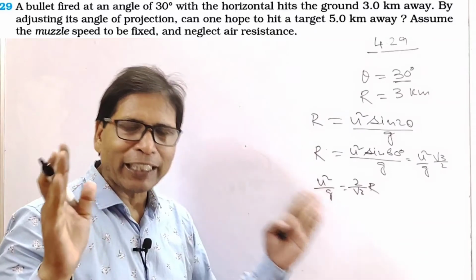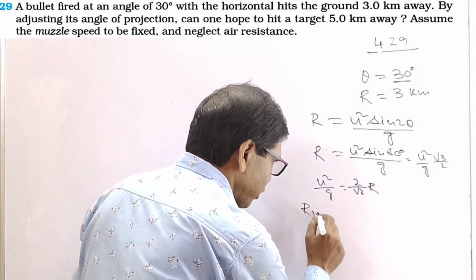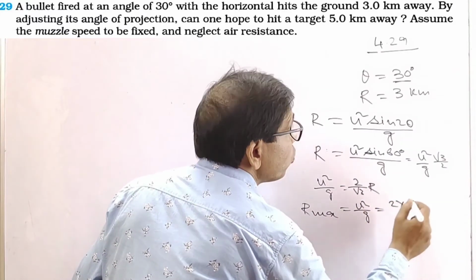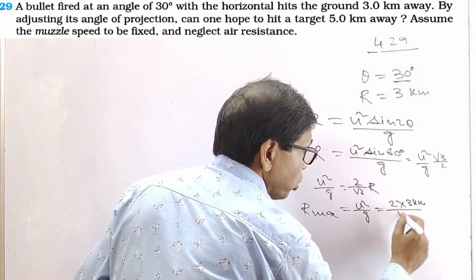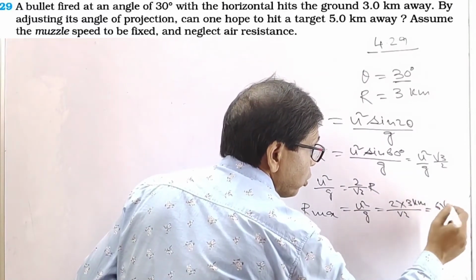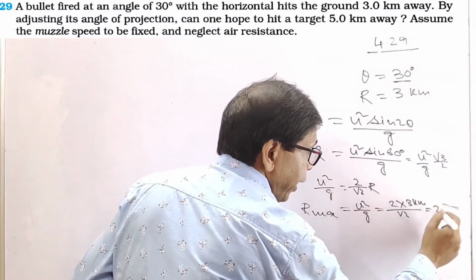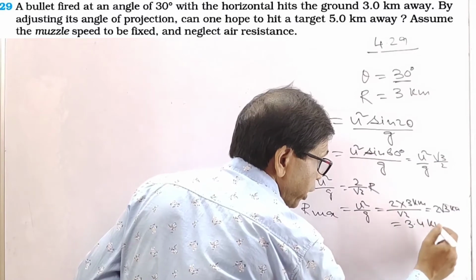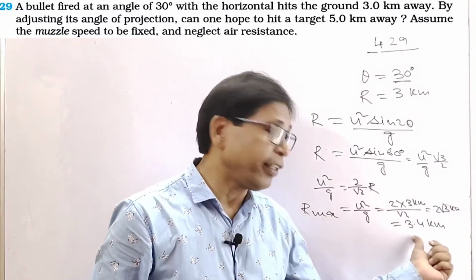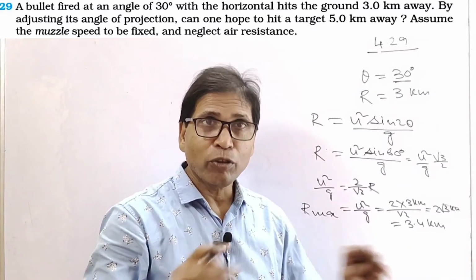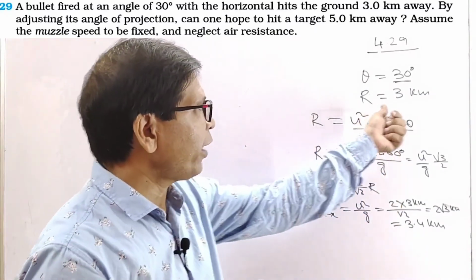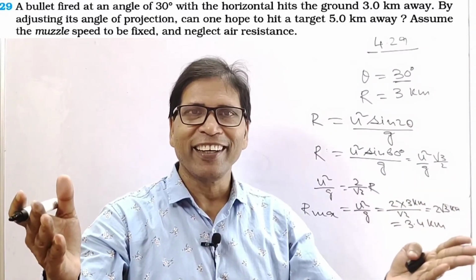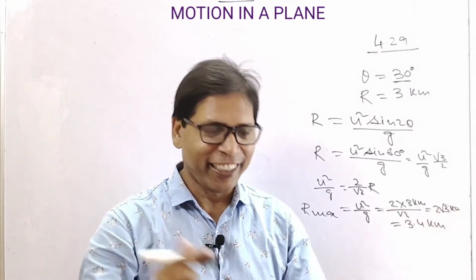Okay. Now maximum horizontal range R max equals u square by g, and this is 2 into 3 km divided by root 3. So 6 by root 3, that is 2 root 3 km, that is 3.4 kilometer almost. So maximum horizontal range is 3.4 kilometer. So the bullet can't hit a target at a distance of 5 kilometer from the point of projection. Okay, understood? Next, look at this.